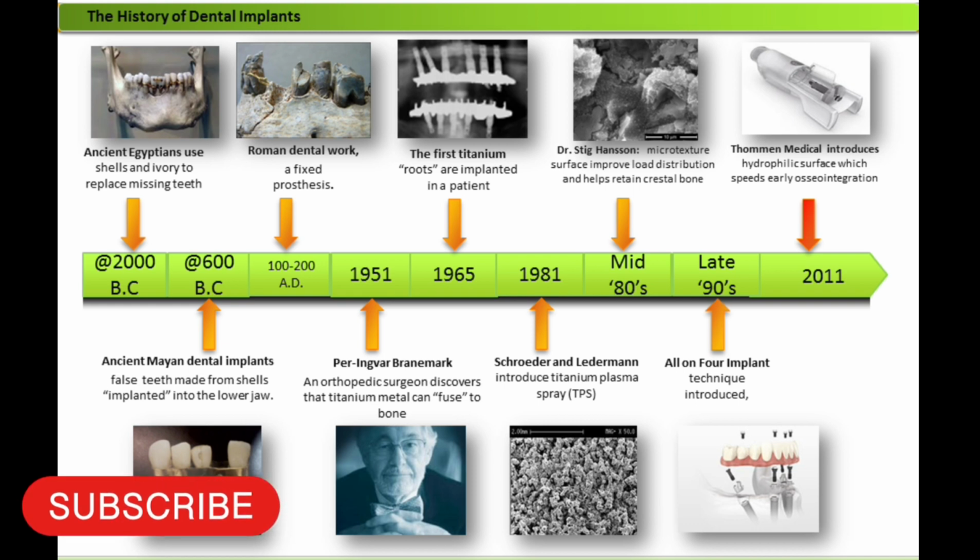Then in 1967, Linkow's blade vent implants were discovered. Then in 1970, Roberts' ramus frame implants were introduced. Then in 1981, Schroeder and Lederman introduced titanium plasma spray. Then in the mid-80s, Dr. Stig Hansson demonstrated that microstructured surfaces improve load distribution and help retain crestal bone. Then in the late 90s, the all-on-4 implant technique was introduced. Then in 2011, Thommen Medical introduced a hydrophilic surface, which speeds early osseointegration.